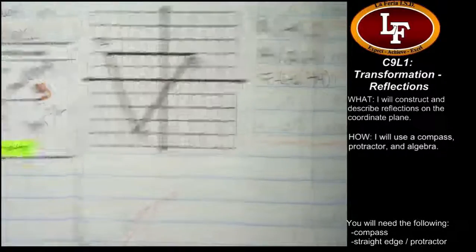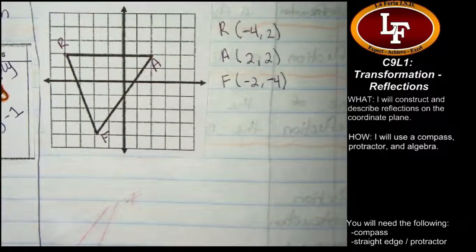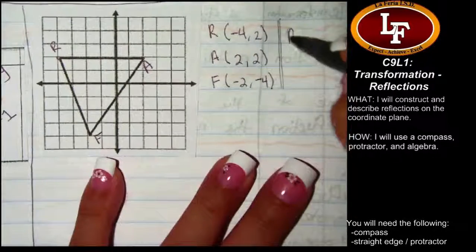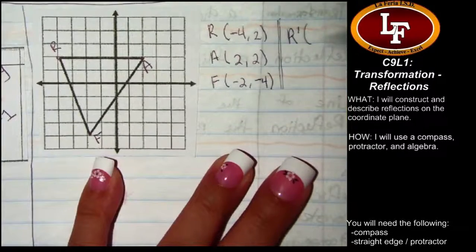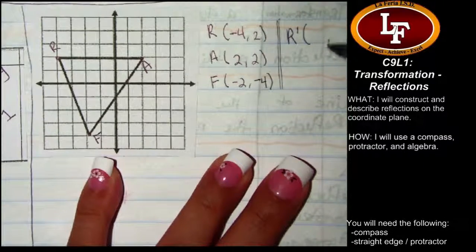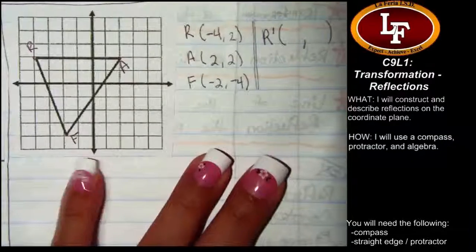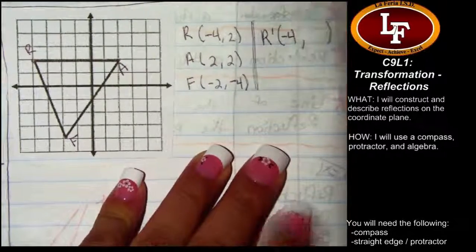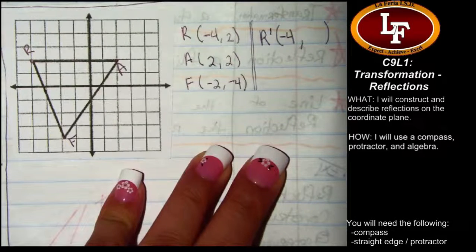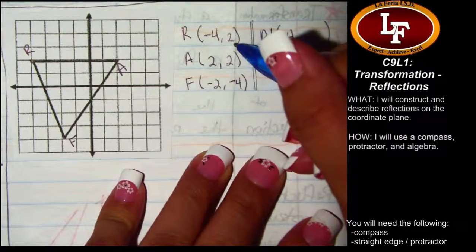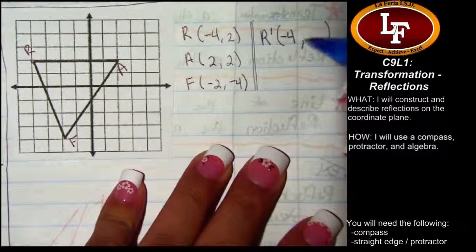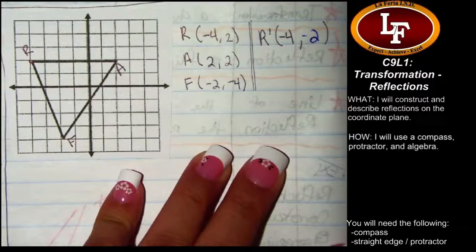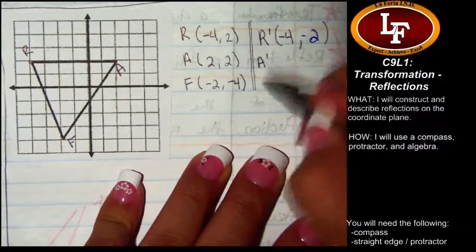Okay? So let's come over here where we see our coordinates, and we're going to multiply the y coordinate by -1. So here's my coordinate for R prime. Do we do anything to the x coordinate? No. So leave it alone. What do we do to the y coordinate? Multiply. All right, so 2 times -1 is -2, and we have our new coordinate. Do that for every vertex that you have a coordinate for.